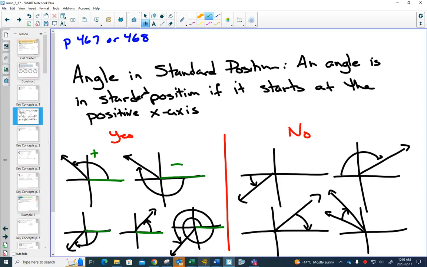But all of these other ones are not angles in standard position, because if we look where the angle started, there, there, notice that where those angles started was not the positive x-axis. So mathematicians like things to be standardized so that if they're communicating with each other and they say, oh, we have an angle of 40 degrees in standard position, then somebody else can go, oh, I know exactly what you mean and I can draw it.